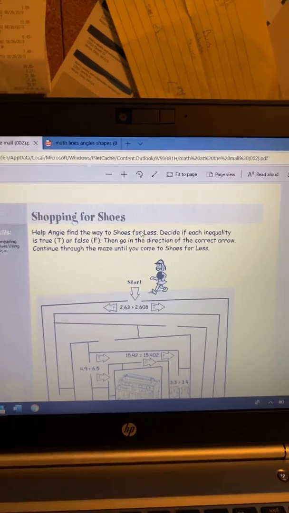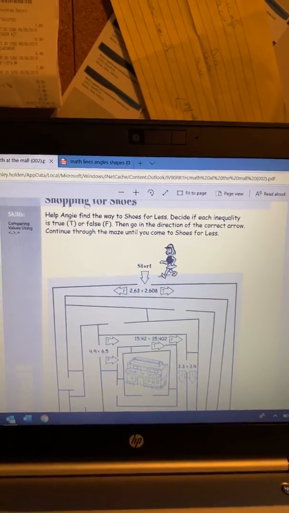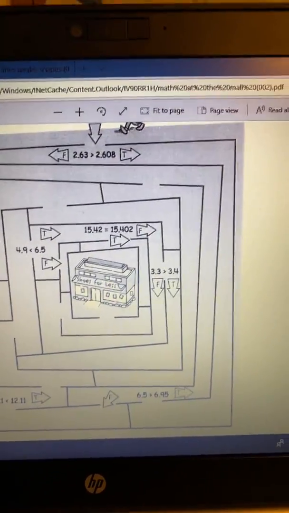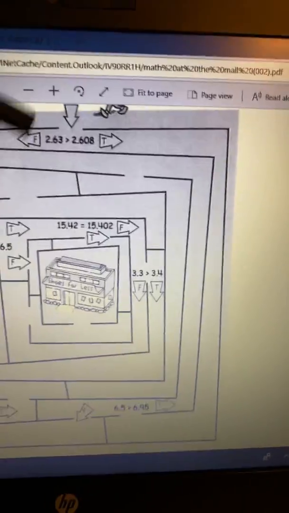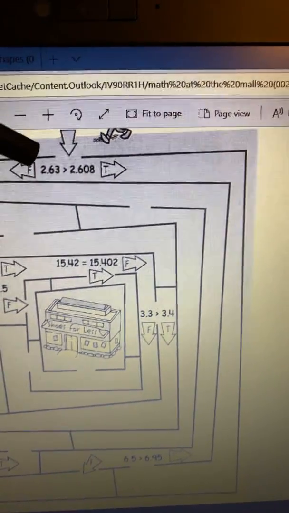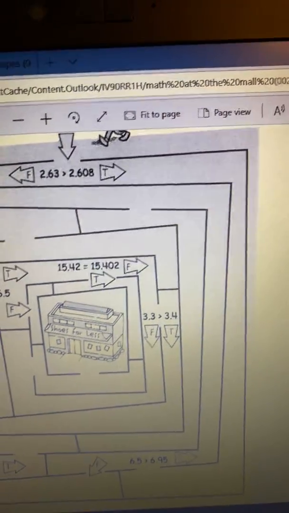So our next packet I wanted to go over with you guys is math at the mall. This one starts with greater than, less than. So we're looking at numbers through this maze to determine if the statement is true or false. So we're going to start here. And it says 2.63 is greater than 2.608.